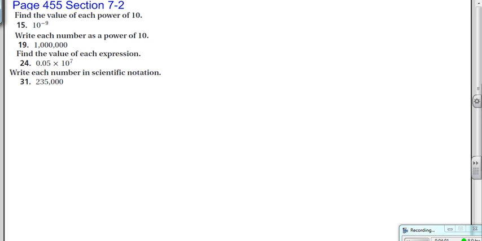Okay, for number 15, you have to find the value of each power of 10. So 10 to the negative 9th. Well, I just think of it in scientific notation as 1 times 10 to the negative 9th, which means if that's a negative exponent, I got to get a smaller number. So the decimal is behind the 1, and I would have to move it 9 times to the left. I can move it once in front of the 1, and then I'm going to need 8 more zeros to make 9 spaces. And then my decimal would go right here. So it's going to be a decimal point, then 8 zeros, and then a 1.